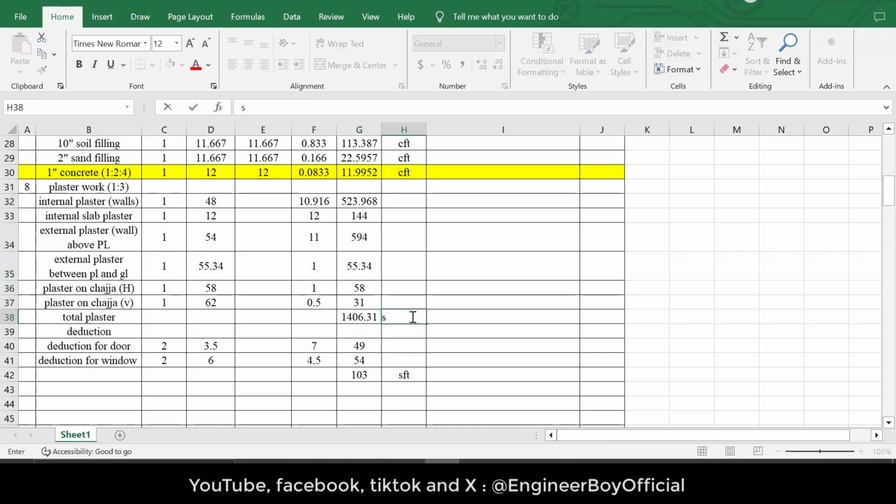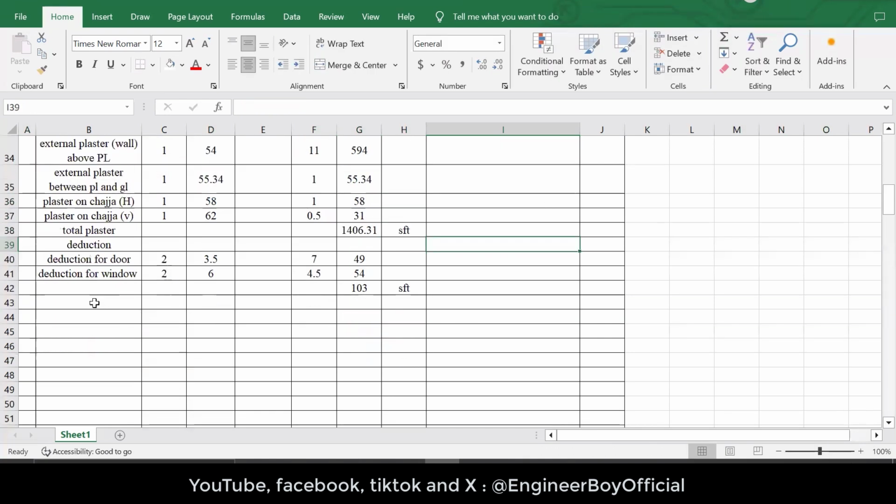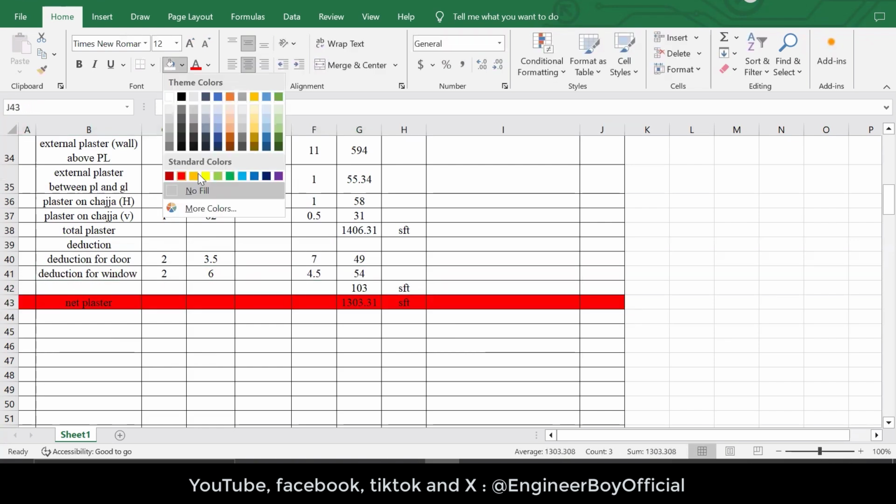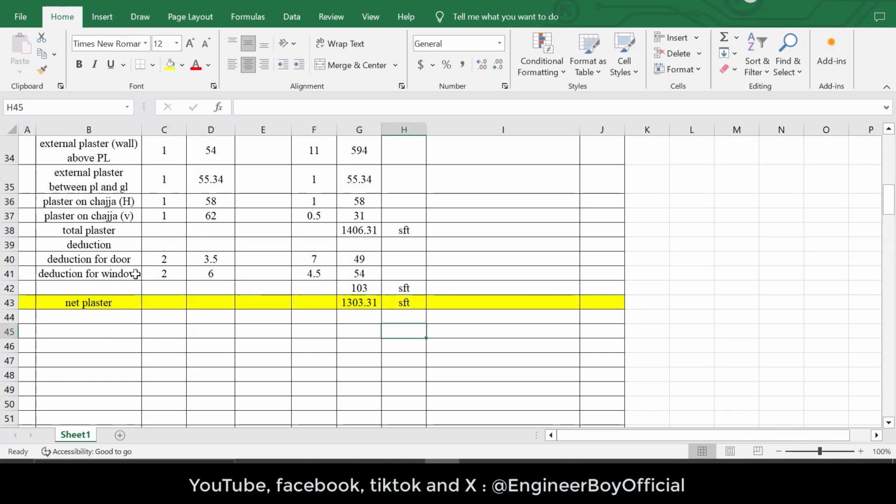This is SFT. Now let's determine the net plaster. We will just subtract the deduction. So net plaster, and that's going to be equal, we will have the total plaster and we will subtract the deduction, which is 103. Press enter, and that is in SFT the total plaster. Pretty cool. Okay, that's good you remember that. So we have total deduction over here.